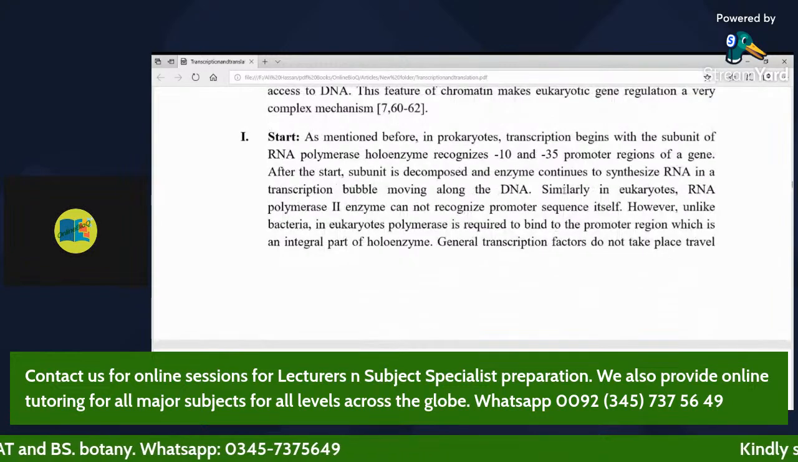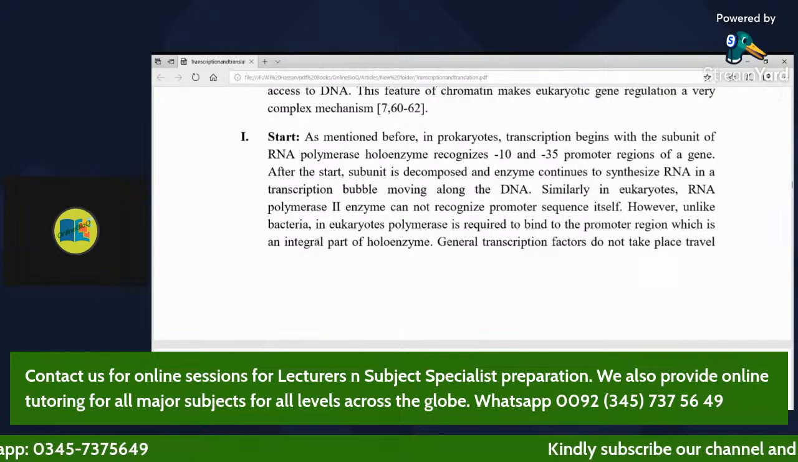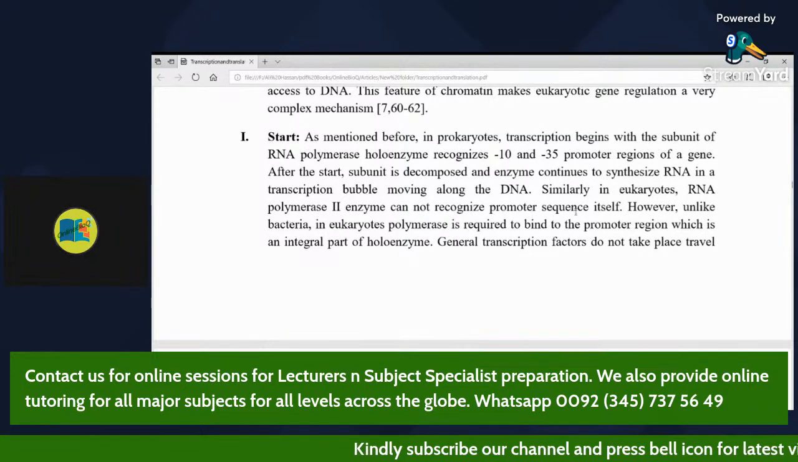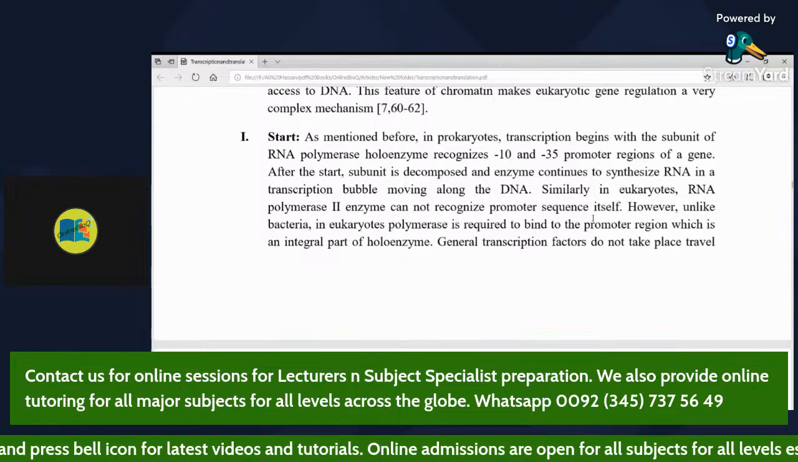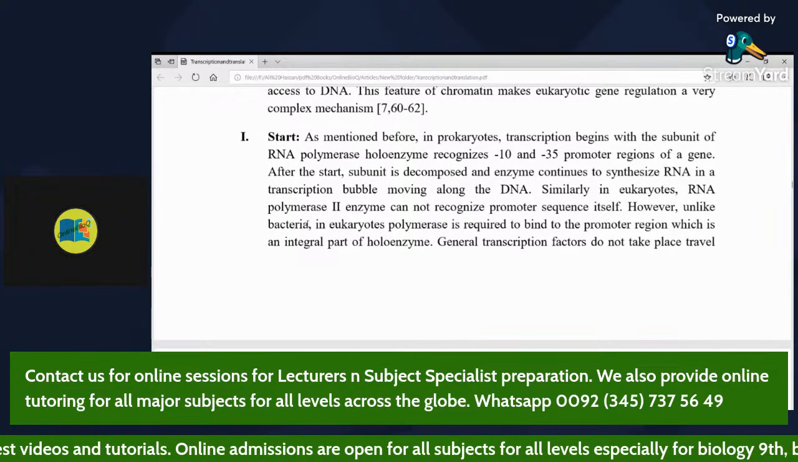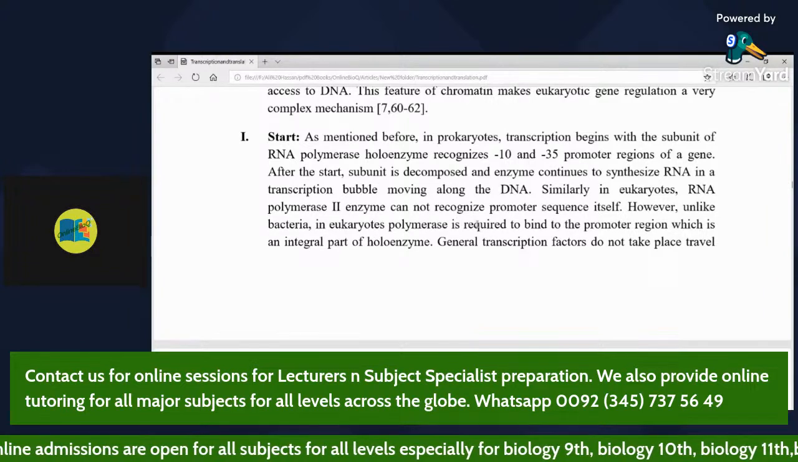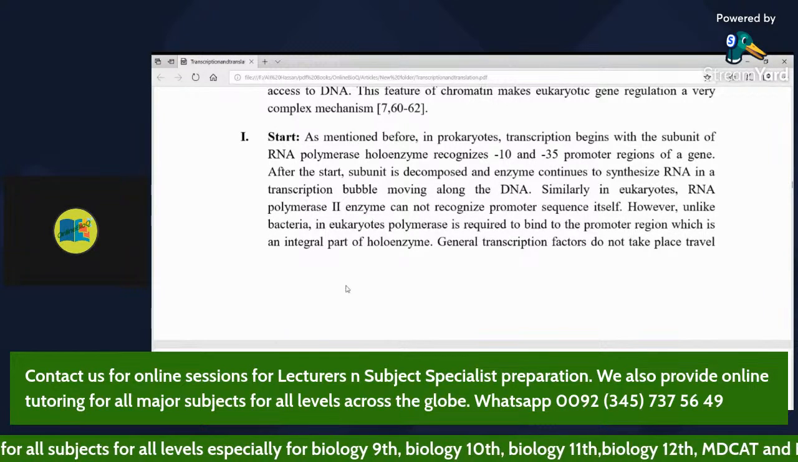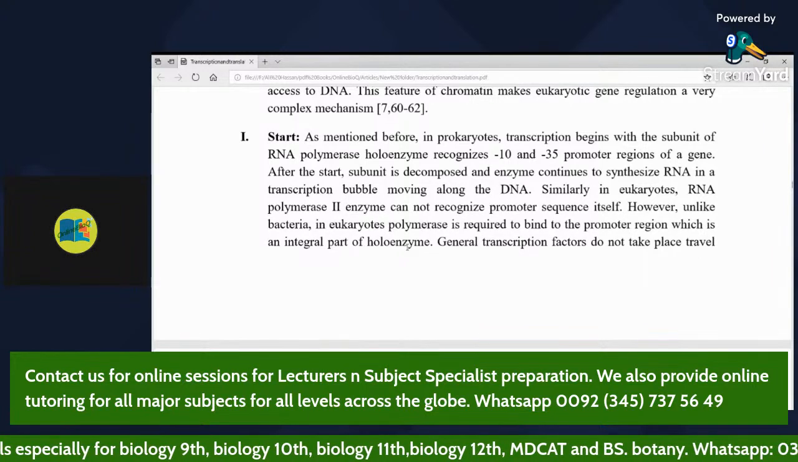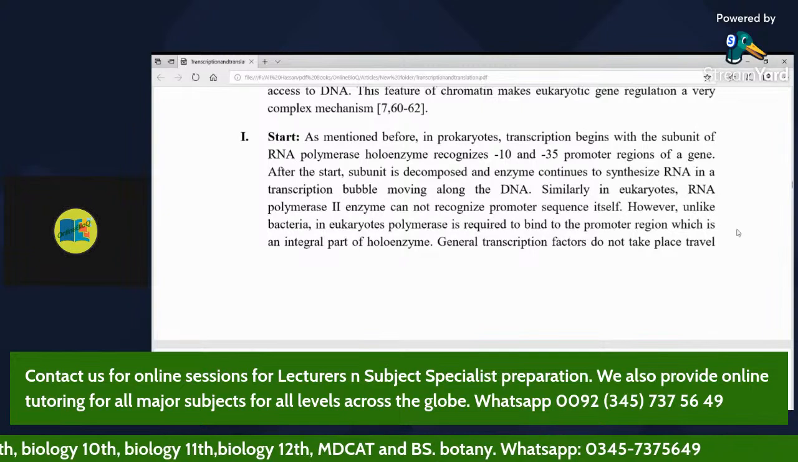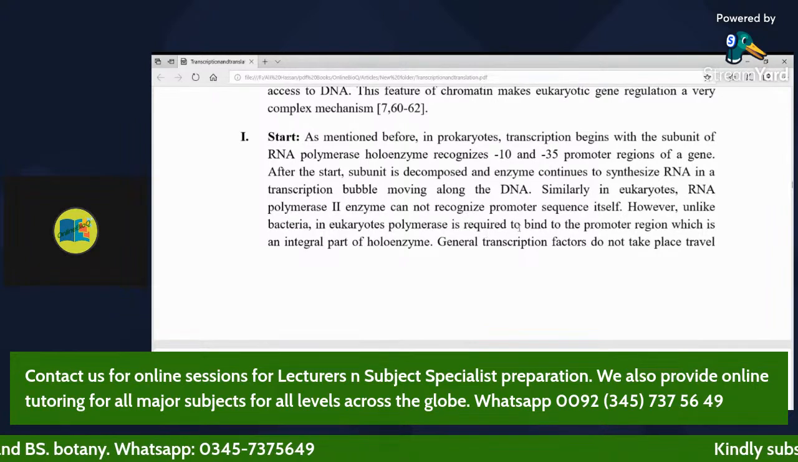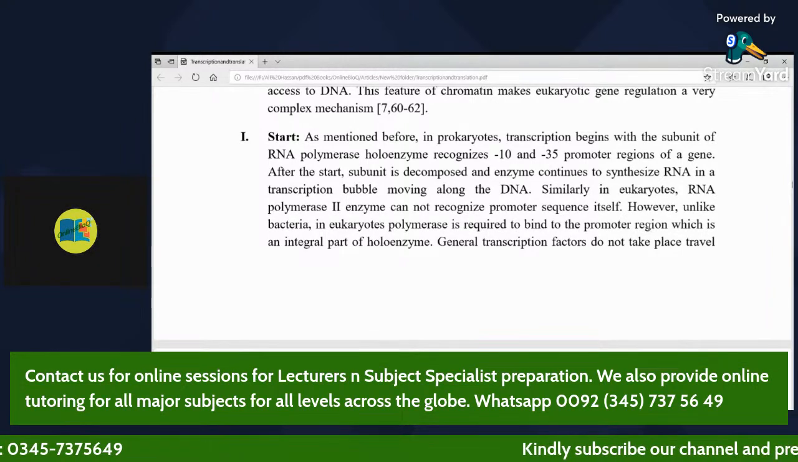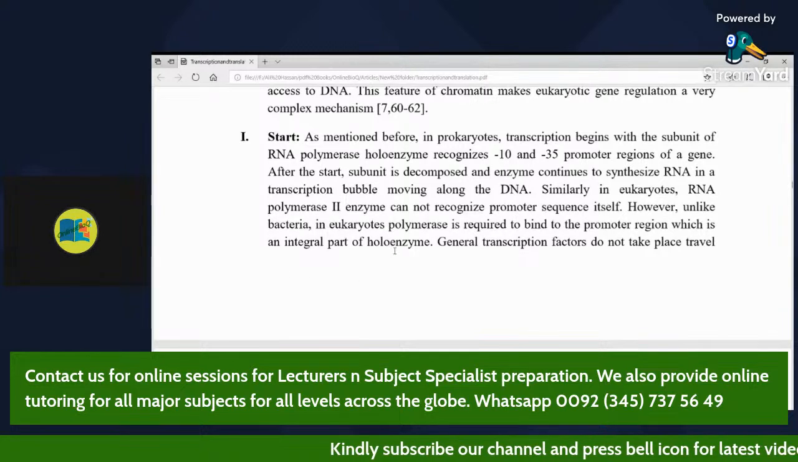Similarly, in eukaryotes, the RNA polymerase II enzyme cannot recognize the promoter sequence itself. However, unlike bacteria, in eukaryotes the polymerase is required to bind to the promoter region, which is not an integral part of the holoenzyme.